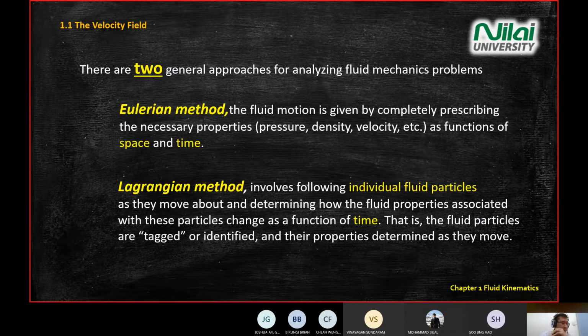So there is a big difference between these two methods. Eulerian focuses on space and time. It means every time you see Eulerian, you will have x, y, z, and t. However, in the Lagrangian method, you only have a function of time and you follow individual particles. Okay, we look at the diagram. On your tutorial sheet, you see a diagram. From this diagram, we try to explain what is Eulerian and Lagrangian.